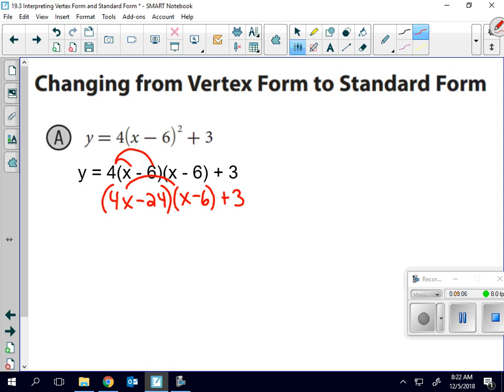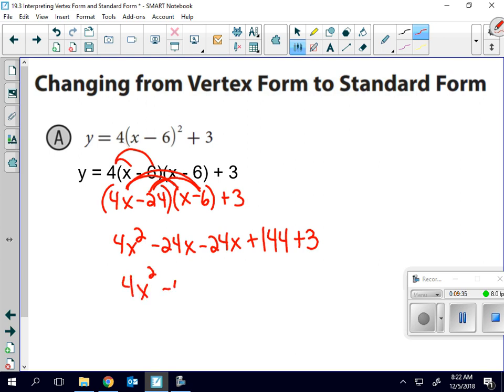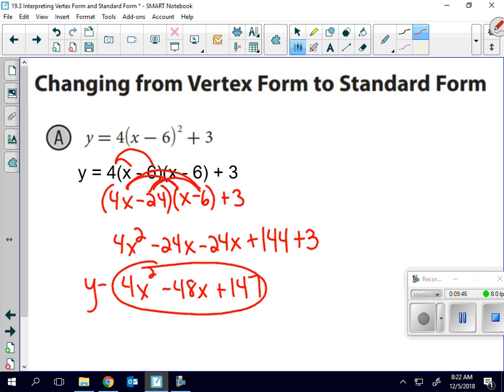So if I distribute, I'm going to get 4x squared over here, negative 24x, another negative 24x, and the last one is a positive 144. And we're going to, of course, add the 3 to that. Let's combine our like terms. We get 4x squared minus 48x plus 147. That's all you did. That's how you get it to standard form. We have an A, B, and a C now. Of course, this is y equals.